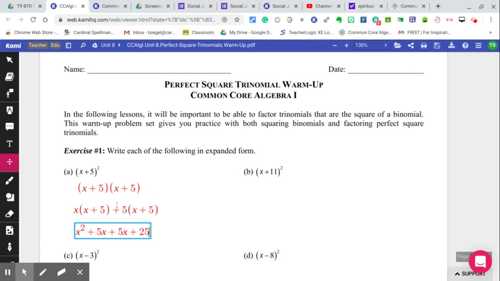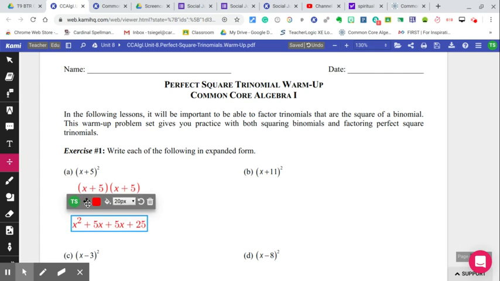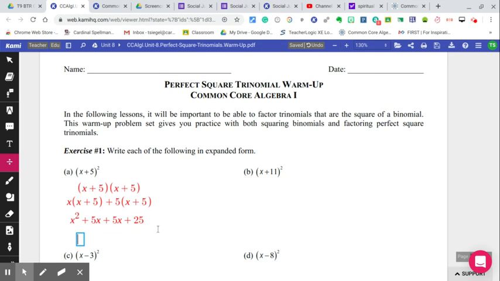All right, so we have these here. Let me just move them around a little. If we combine the like terms in the middle, it's x squared, and 5x plus 5x is 10x, plus 25. Now this pattern repeats itself all the time. I'm going to do one with negative.